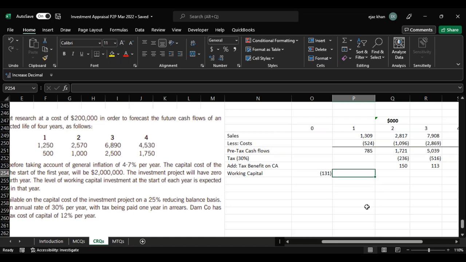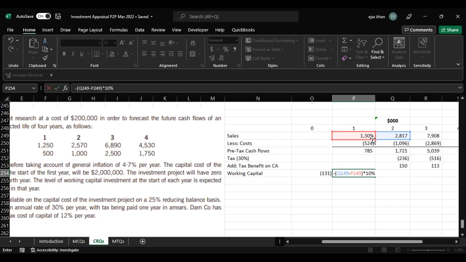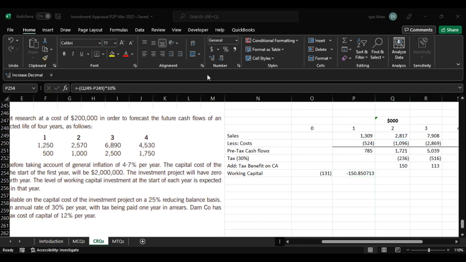Since we know that working capital in this question is directly connected with the sales figure, and the reason why we need additional working capital is because of this additional sales figure. So what we need to do is, we have to take the difference of the sales figure of the second year and the first year. And this difference will tell us what's our additional sales revenue figure. And for this additional sales figure, we need a working capital of 10%, a further 10%. So it is 151,000.